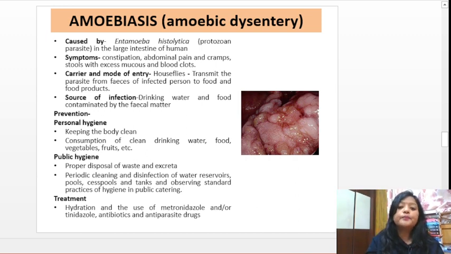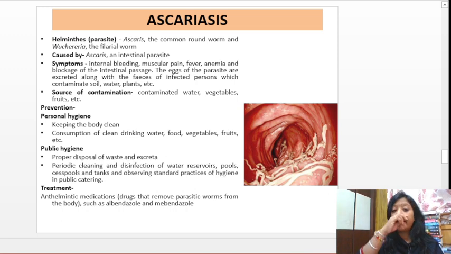Now moving on to the next, Ascariasis. Ascariasis is caused by another parasite, or you can say roundworm, known as Ascaris, and also Wuchereria. It's also another worm. Ascaris is a common roundworm, and Wuchereria is a filarial worm. Basically, they come under the Helminthes group. Helminthes are parasites. They will again infect the intestine.